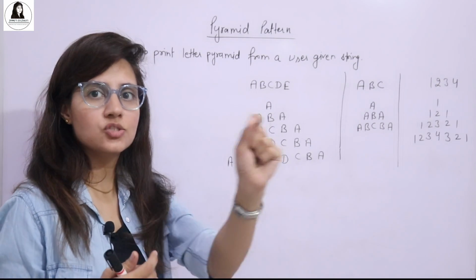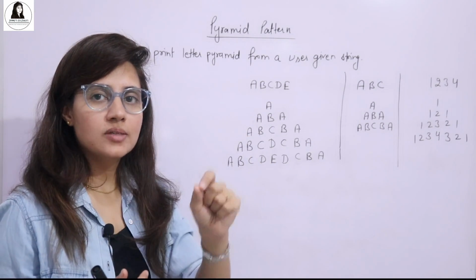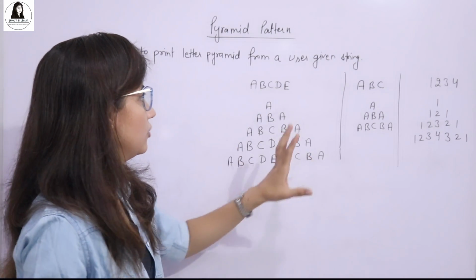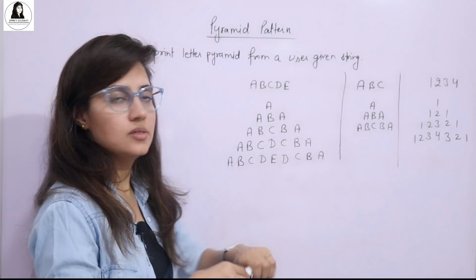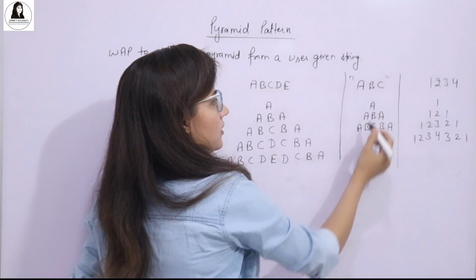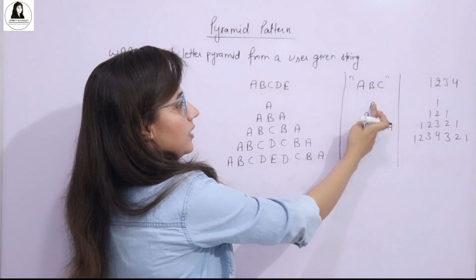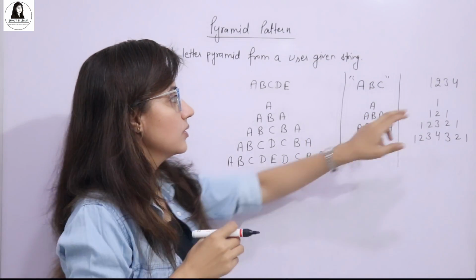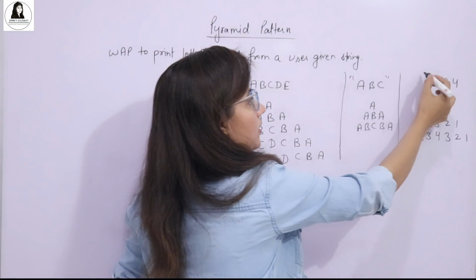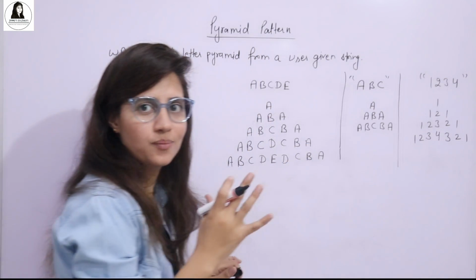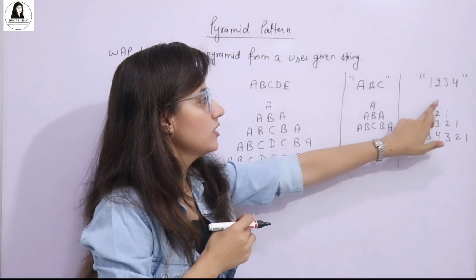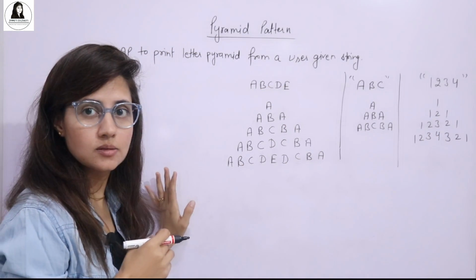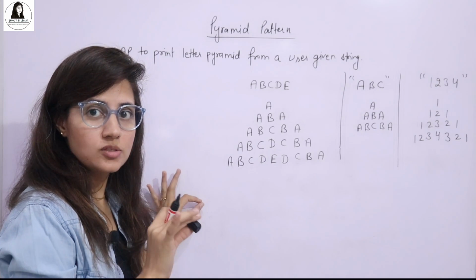Meaning the user will provide a string, and using the characters of that string, you will create a pyramid like this. If a user has given this string ABC, then the pattern would be something like this: A, then ABA, then ABCBA. If the user has given 1, 2, 3, 4 as a string, the output should be something like this. If the user has given A, B, C, D, E, then the output should be something like this. So you have to do this.